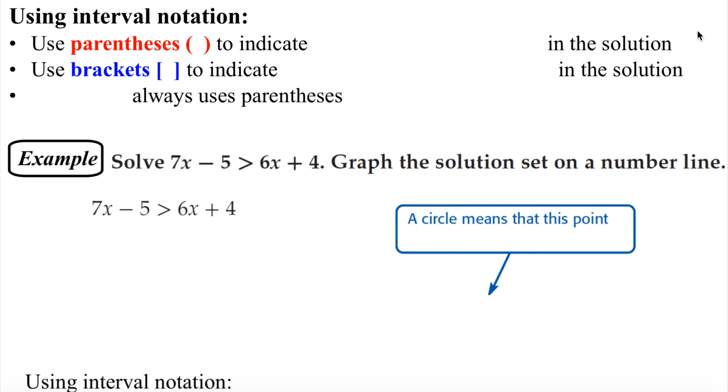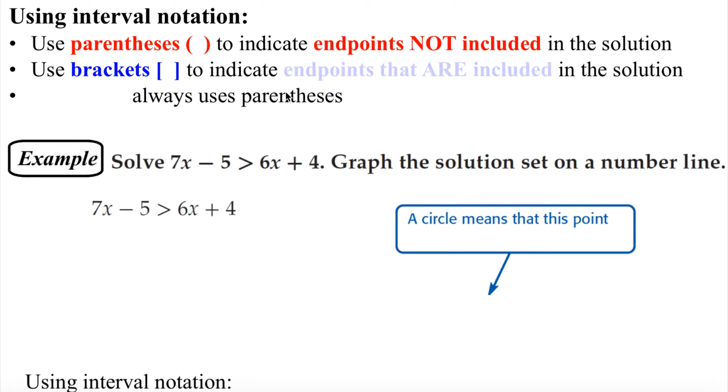Interval notation: we're going to be using what's called interval notation, and parentheses indicate that the endpoint is not included in the solution. But when you have a bracket in interval notation, that says the endpoint is included in the solution. The other thing to note is that infinity and negative infinity always use a parenthesis, because infinity goes forever, so there is no endpoint.